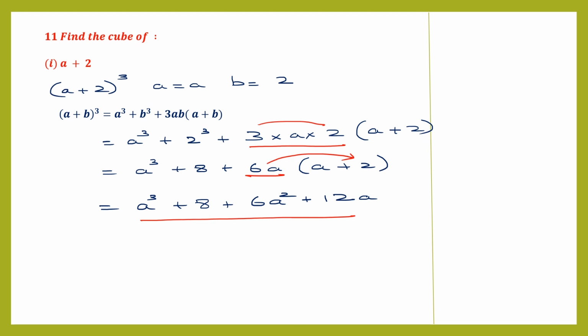We can rewrite our answer in the descending order of the powers. That is, we can start by saying a cube, then we can put 6a square plus 12a plus 8. So here can you see the powers are in descending order. We have 3, 2 and 1. So this can be your final answer.